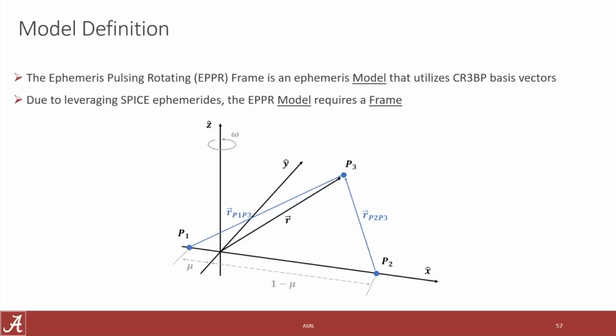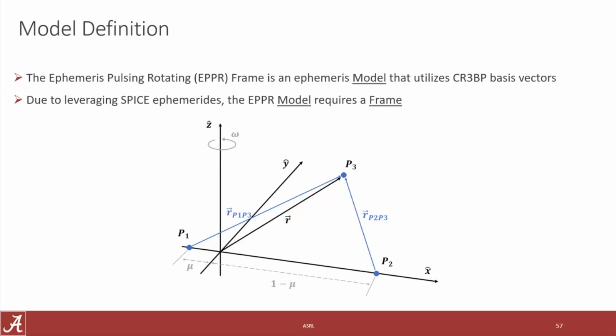So the ASSET Astro Library comes with the Ephemeris Pulsating Rotating Frame, EPPR, and this model utilizes the same basis vectors as the CR3BP. So you are non-dimensionalized in the same way where P1 and P2 are connected by the x-axis, z is in the angular velocity of your frame. It's the exact same basis vectors of the CR3BP. However, it's adding the fidelity from the EPPR frame that we need to instantiate first to handle full ephemeris propagation.